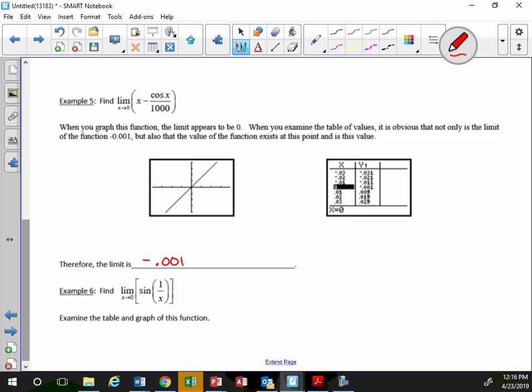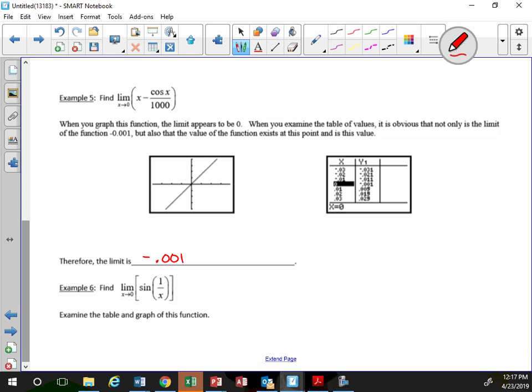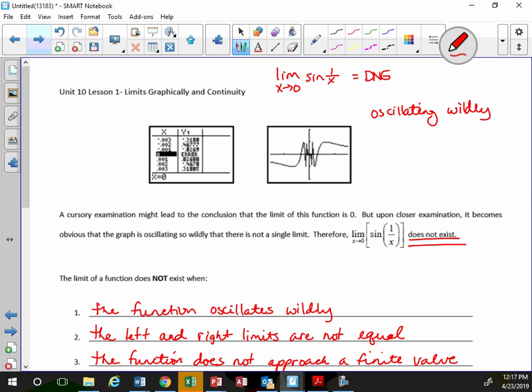That's all very close to 0. Okay, the next one, I don't know why it's on a different page. Okay, I'll just leave that one out. The next one we're looking at is the limit as x approaches 0 of sine of 1 over x.